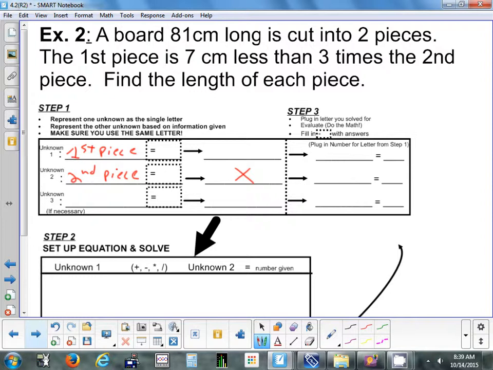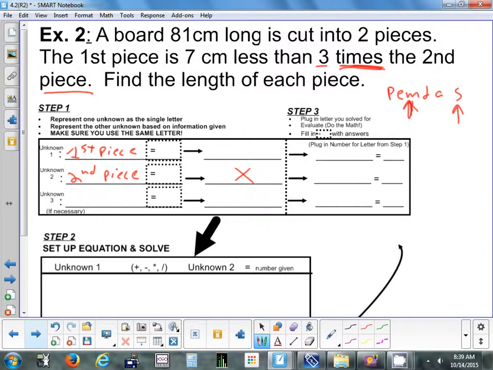Right now we've got to read this sentence. The first piece is 7 less than 3 times the second. Right? So when I read that second sentence, think of your order of operations. If there's any multiplication in this sentence, deal with that before you deal with subtraction. Subtraction is the last thing we deal with. So is there any multiplication here? Victor? Yeah, what's going to be the multiplication part? 3 times the second piece.